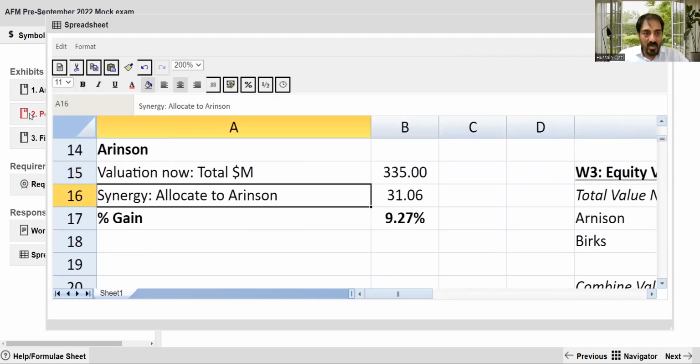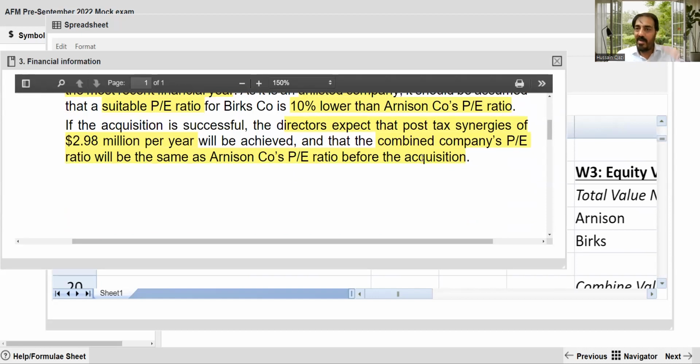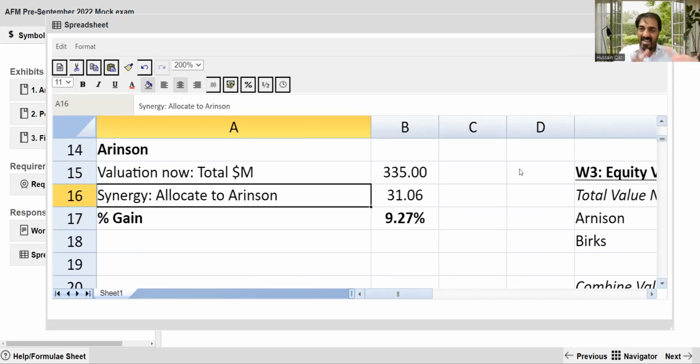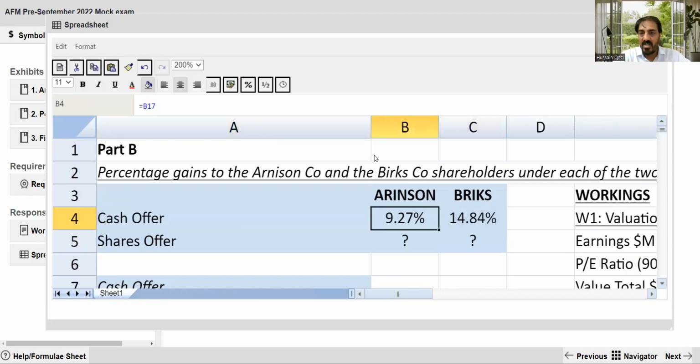Students may think that synergy is just calculated by 2.98 multiplied by the PE ratio. No, it's not synergy, it's per year synergy. The synergy calculation method is the total of the companies' values working individually minus their value if they are combined together. That's the point. So that is the first part we have done, the cash offer: 9.27 for the acquirer, 14.84 for the target. Normally, the premium in the synergy allocation is higher on the target company's side. This is a practical illustration, because we need to convince the target company to sell its shares.